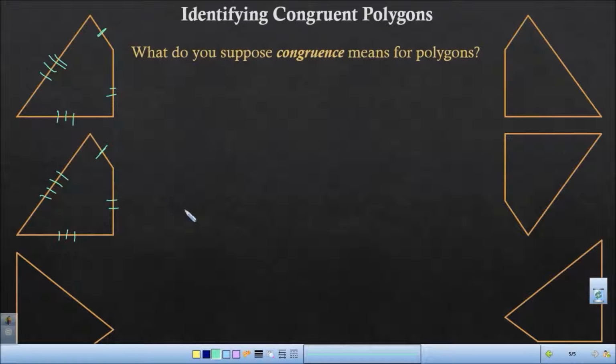What we can do, or what we need to do then instead, is we also need to know that the angles are congruent.